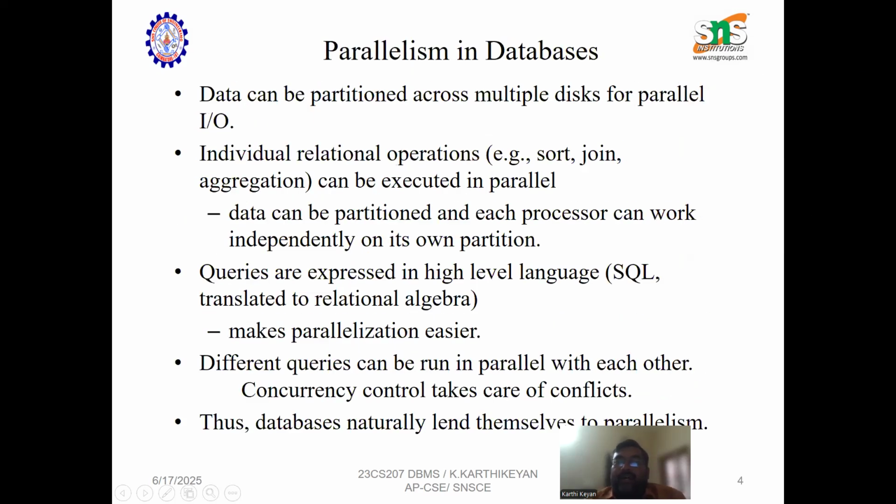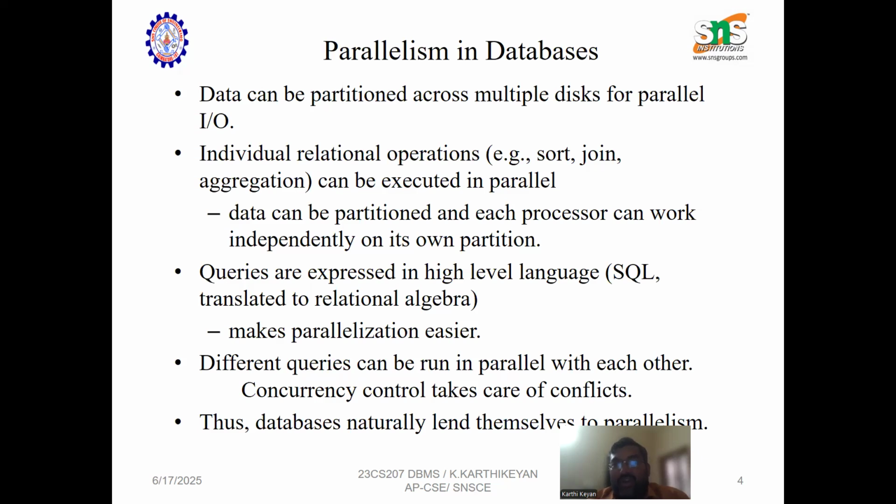In a parallel database, data can be partitioned across multiple disks for parallel IO. So individual relation operations, for example, I'm using left join or right join. First, I compare a table: in the first table I have A, B, C, and in the second table only A and B are available. Compare one by one which one is available; you can take the value. If not available, you can leave a space. We can use left join or right join. This is a way of comparing individual relation operations.